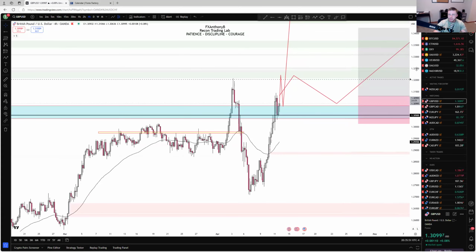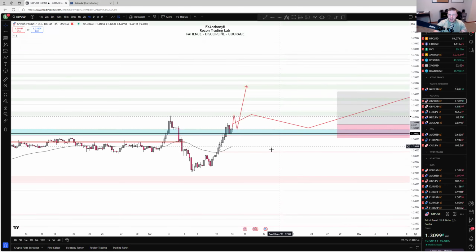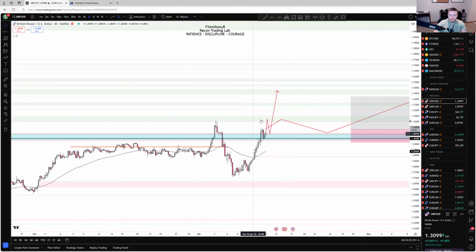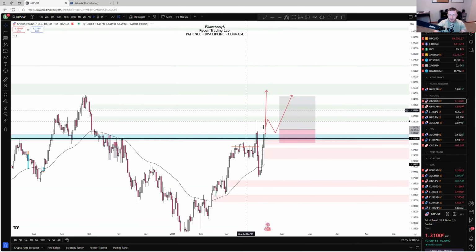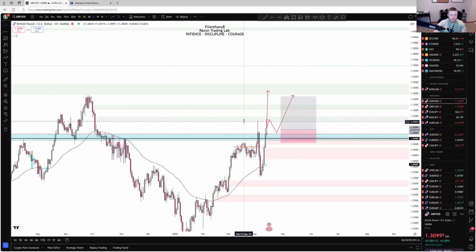GBP USD, we're waiting for the buys. We want to see it break and retest on the daily. We want to see a daily close above structure, a daily close below structure, retest, give us our entry angle to then long to then fill this supply zone to grab liquidity.